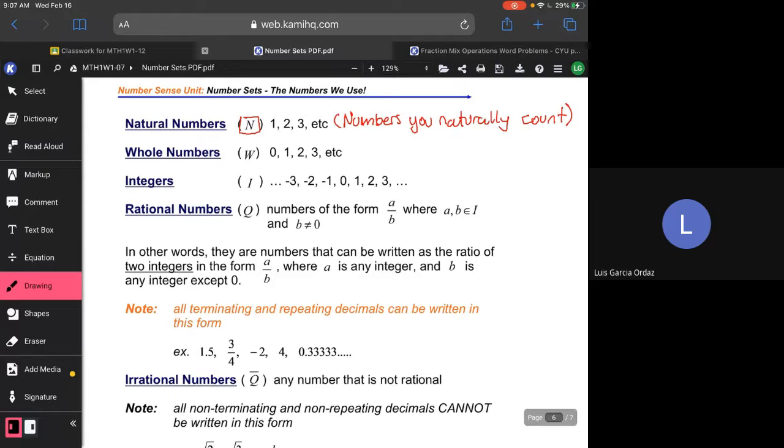Now we have the set of whole numbers. Pretty self-explanatory, numbers that are whole. So no decimals, no fractions, nothing like that. What is different between whole numbers and natural numbers? What is the one difference? You can see it right away. 0. So whole numbers include 0.